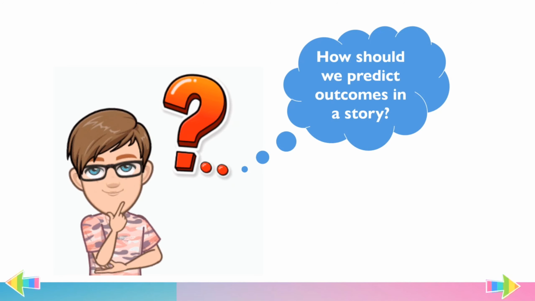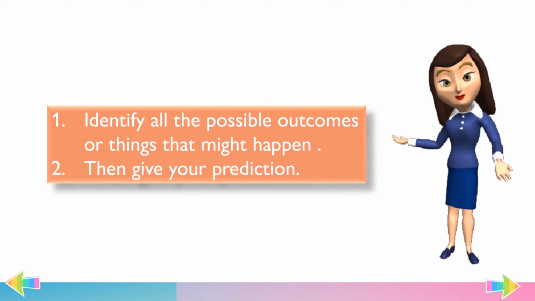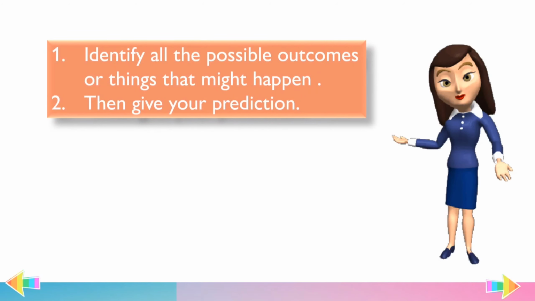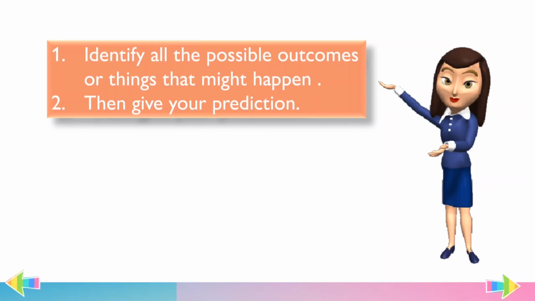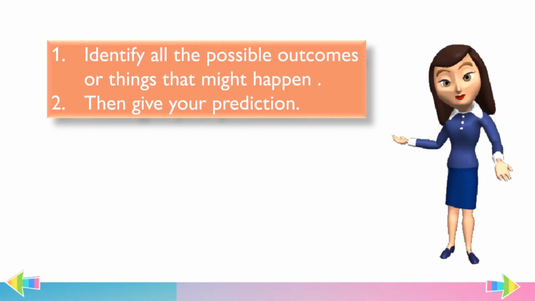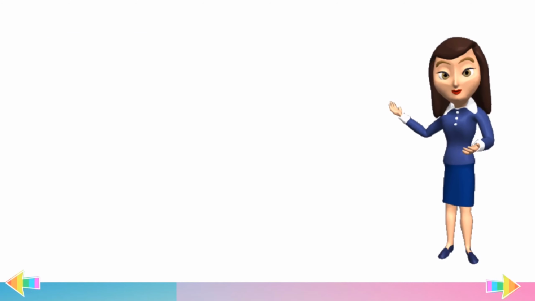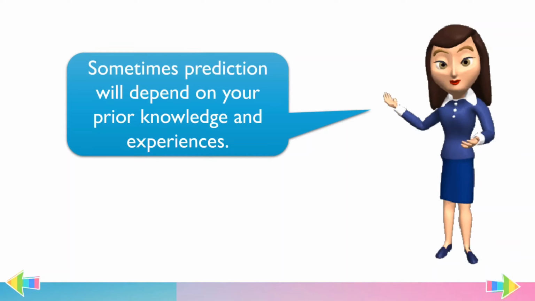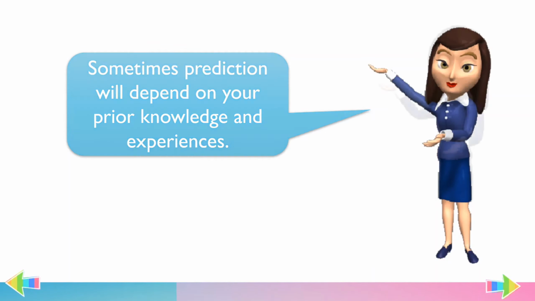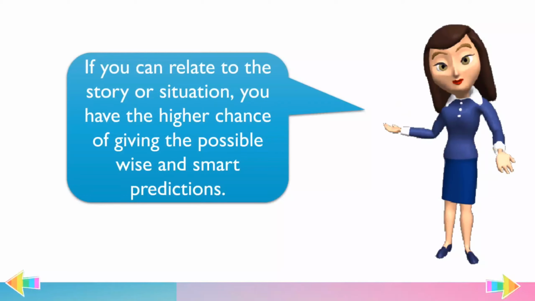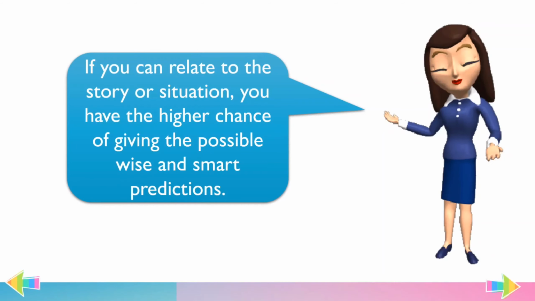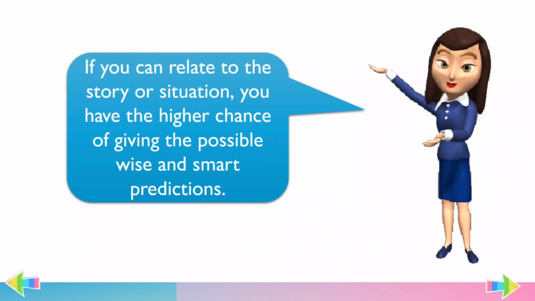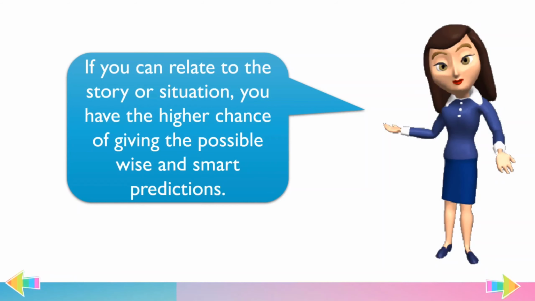How should we predict outcomes in a story? Here are the tips. First, identify all the possible outcomes or things that might happen, and then give your prediction. Sometimes, prediction will depend on your prior knowledge and experiences. If you can relate to the story or situation, you have the higher chance of giving wise and smart predictions.